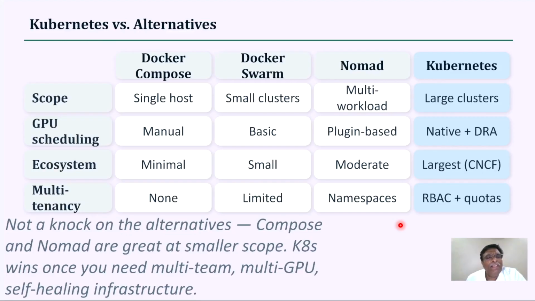From the multi-tenancy point of view, in Nomad we have namespaces. Docker Swarm also works on limited namespaces. Docker Compose does not have multi-tenancy, but here we will have RBAC plus quotas. In brief, we will discuss this, and maybe in the next session we'll go into some advanced things of Kubernetes, sometimes labs, sometimes just theory based on the situation. Compose and Nomad are great at smaller scope. K8s wins once you need multi-team, multi-GPU, self-healing infrastructure. So that's why we are going into Kubernetes.